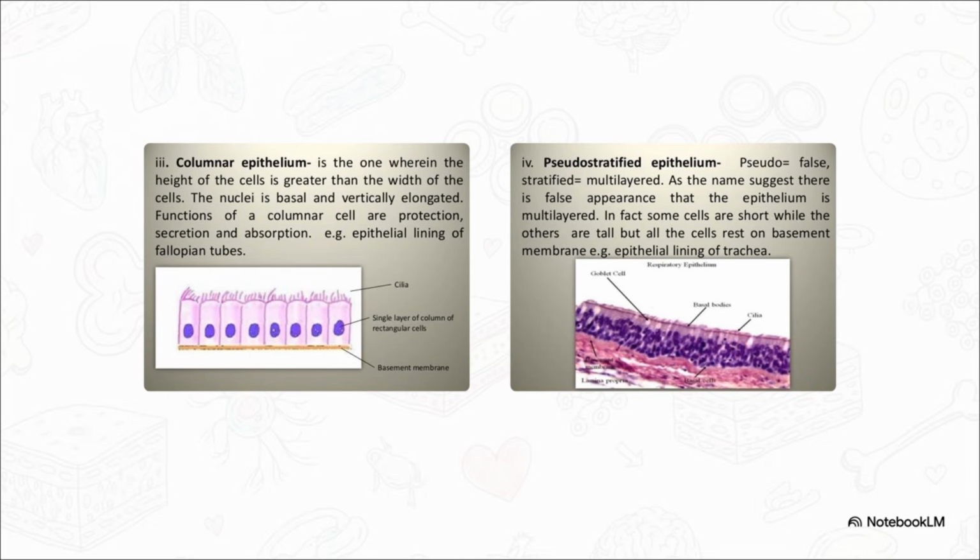With tall, simple columnar cells, you'll actually find them doing the heavy lifting for protection, secretion, and absorption in places like the fallopian tubes. Then, next to it is a tricky one, pseudostratified tissue. Remember, pseudo means false. It totally gives a false appearance of multiple layers because some cells are short and some are tall, but actually, it is just one single layer resting on the basement membrane. The classic example to memorize here, the lining of our trachea.